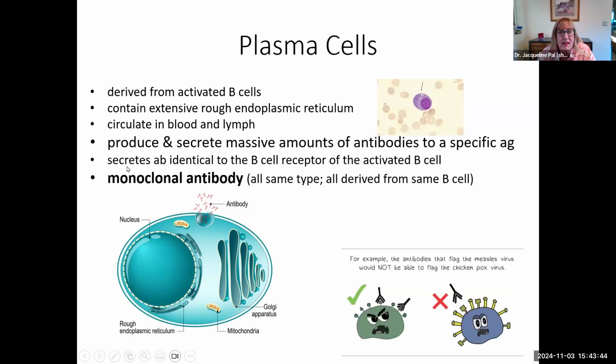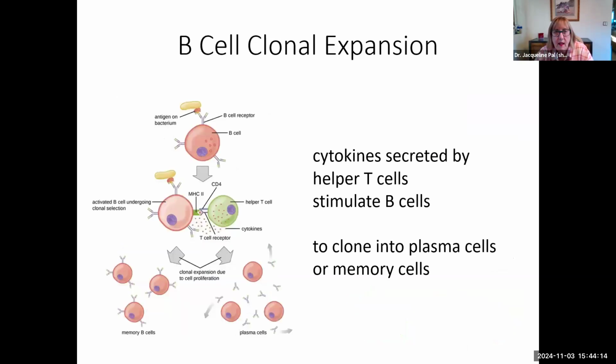That's what it's producing. And so we say it is a monoclonal antibody, meaning all the antibodies are of one clone. They're all going to be derived from the same B cell. So, in other words, antibodies against measles would not work against chickenpox. Antibodies against polio would not work against gonorrhea or against syphilis or against COVID or against HIV.